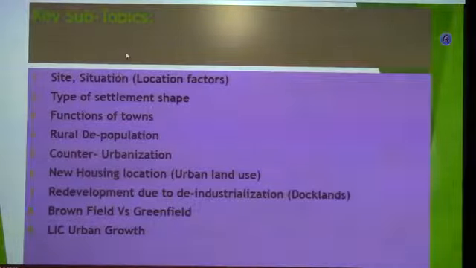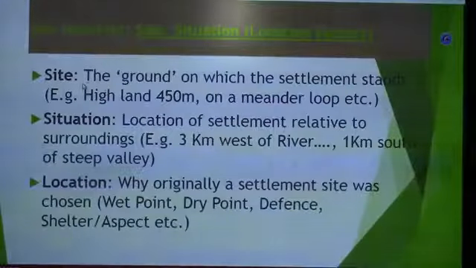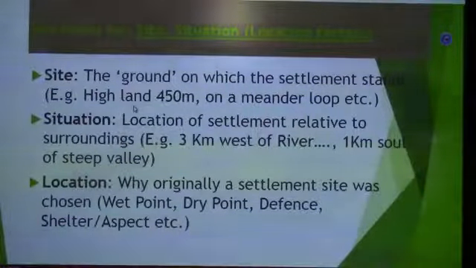Moving on then, within the assessment topic there are 9 key subheadings or 9 key subtopics: site and situation, types of settlement shape, functions of town, rural depopulation, counter-urbanisation, new housing location, redevelopment due to deindustrialisation, which was the Docklands case study, brownfield versus greenfield, and low-income country urban growth. Now, just mentioning these 9 points here should bring back some memories, hopefully some good memories, and we're going to take a look at each of those in turn now. So these are just key notes, not comprehensive, just to give you a kind of memory jogger, as it were.